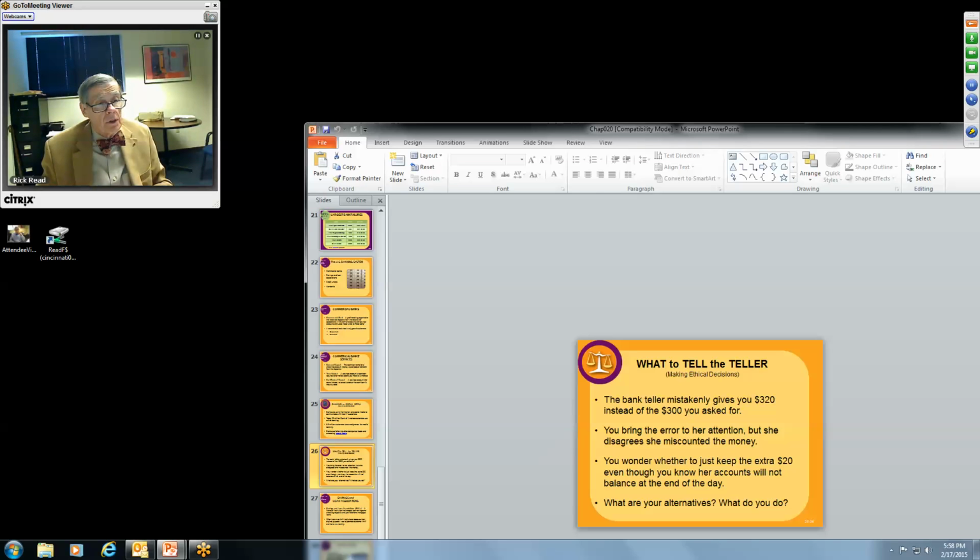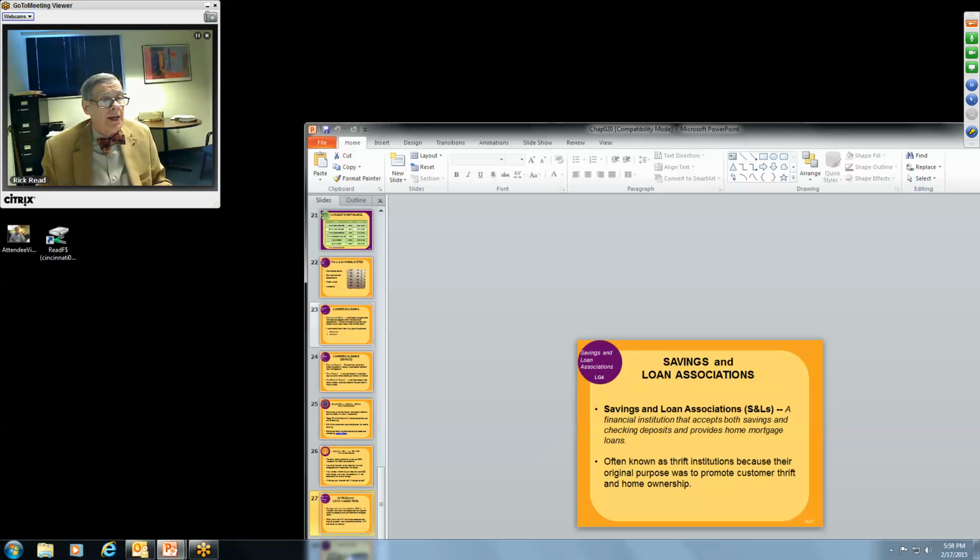It'll give you some idea of where you are and what kind of ethical decisions you would make. Savings and loan associations used to be known as thrift organizations. They accept savings and checking deposits and mortgages. That was what they were in business for. The original setup was, number one, to promote savings, and number two, to promote home ownership. The first house my wife and I bought, our mortgage was with the savings and loan.